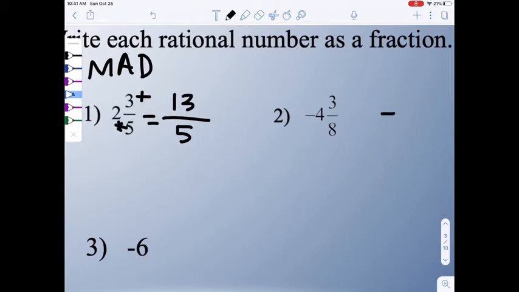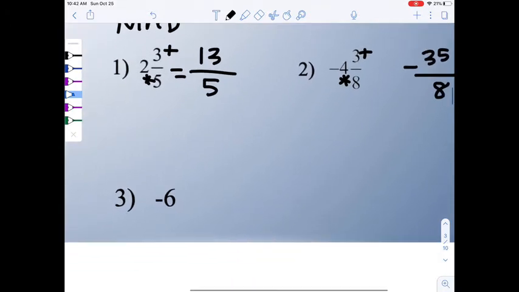-4 and 3/8. Again, we're going to use MAD, but we leave that negative off until the very end. We just attach that to our answer. We just treat it as a normal 4 times 8. 4 times 8 is 32. Plus 3, because we add the numerator. 32 plus 3 is 35. And I keep the denominator. So we have -35/8.